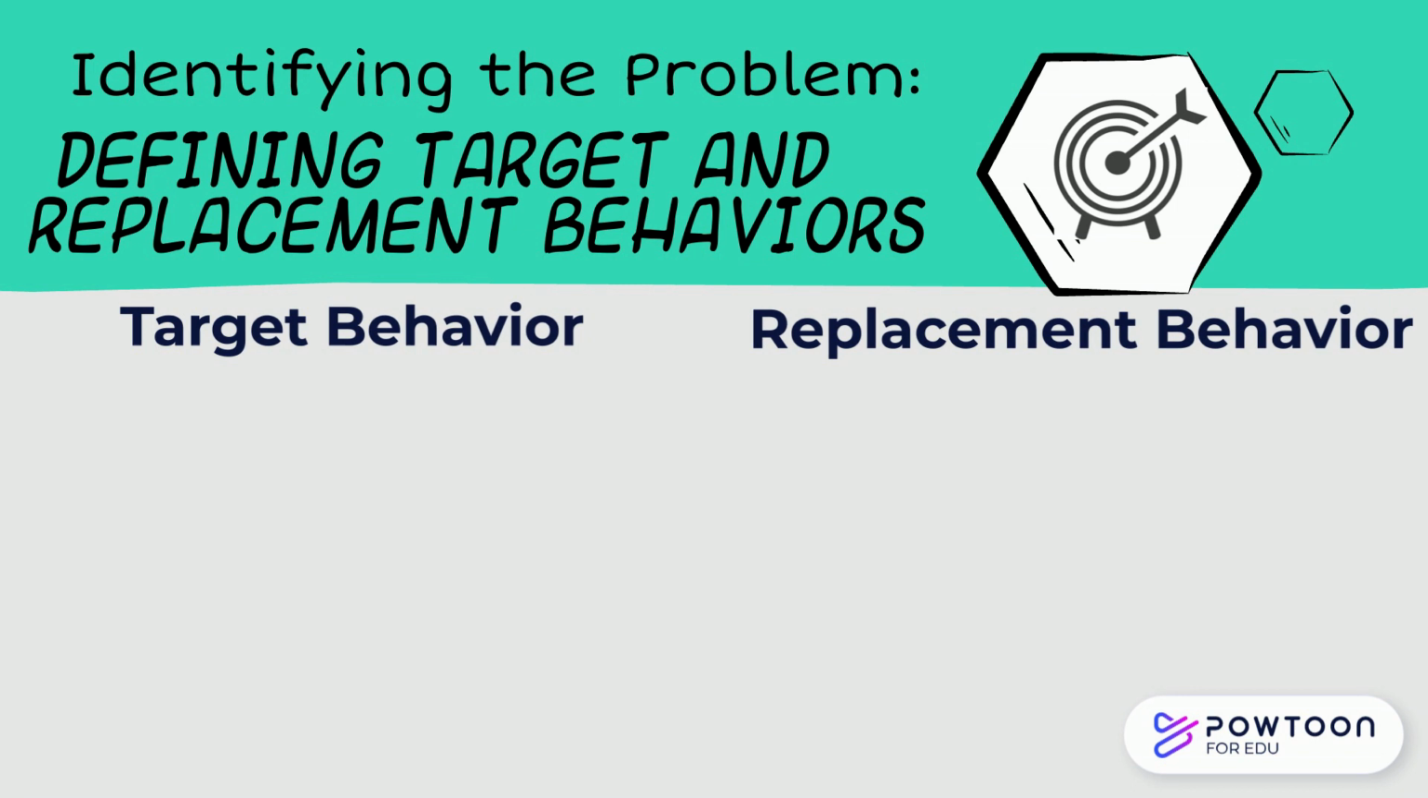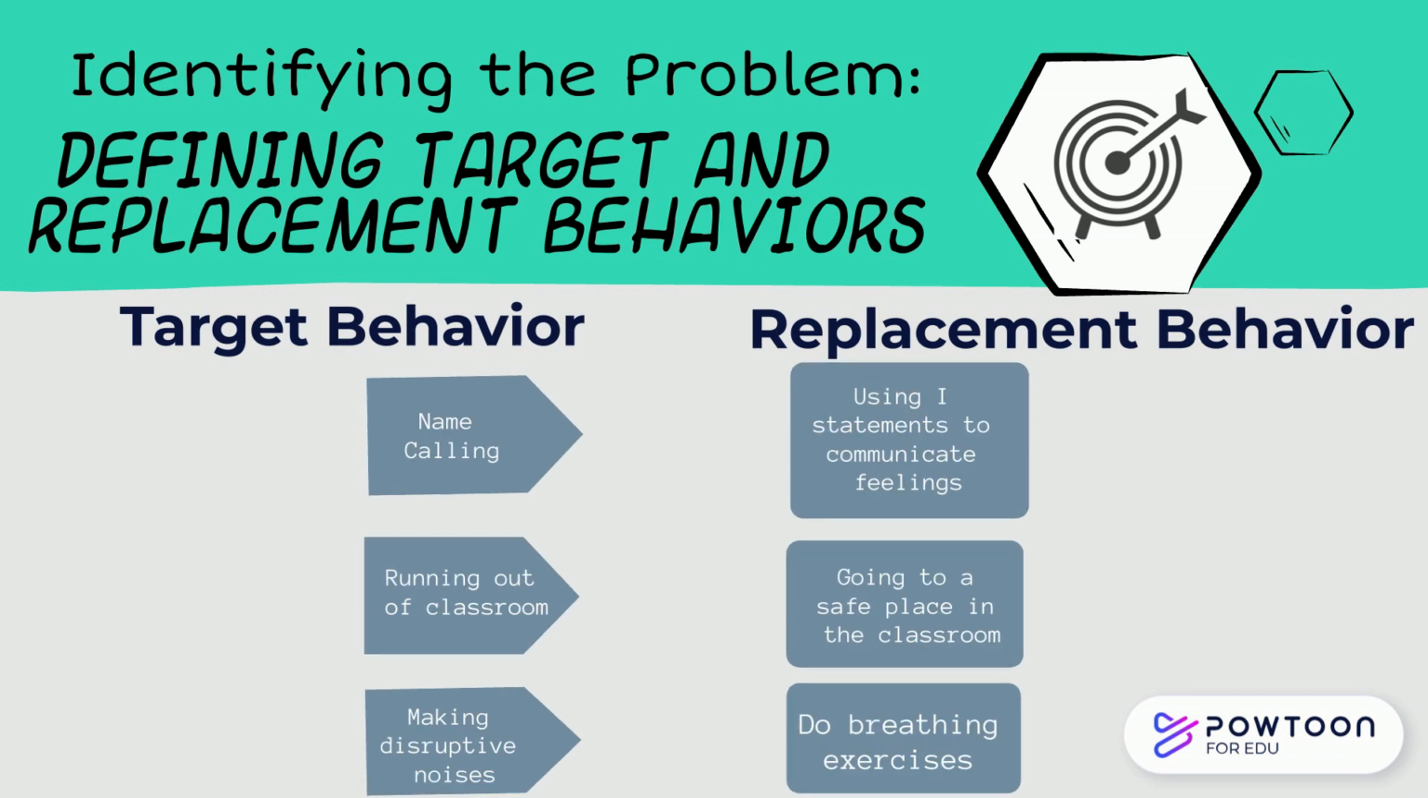Okay, here are some examples of the target behavior and then the replacement behavior for it. Name calling. You can teach the child to use I statements to communicate feelings. Running out of the classroom. You could teach them to go to a safe place in the classroom. They're making disruptive noises. You can teach them how to do breathing exercises.